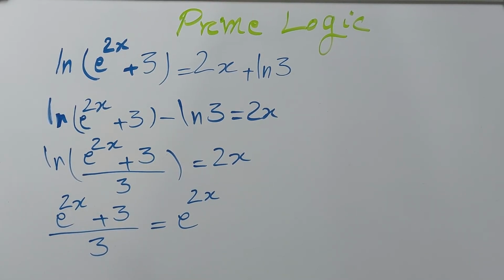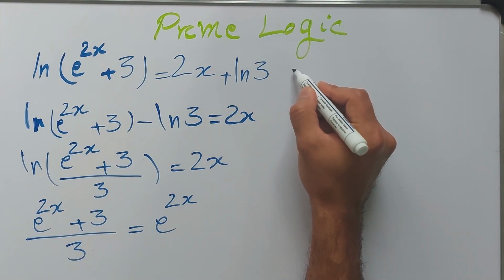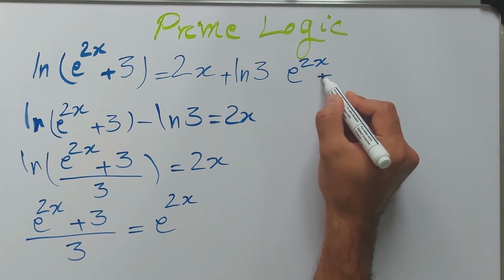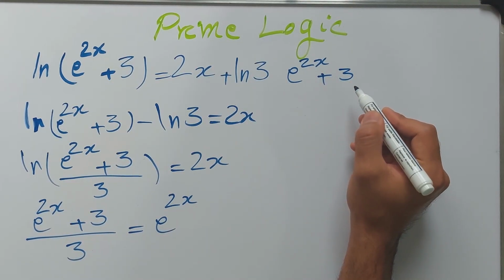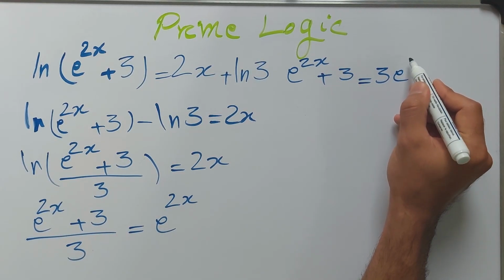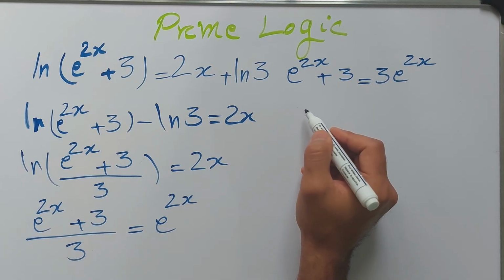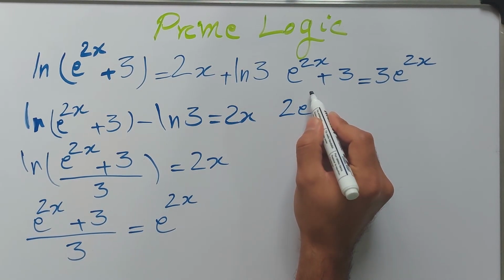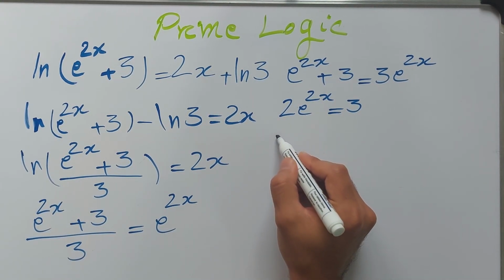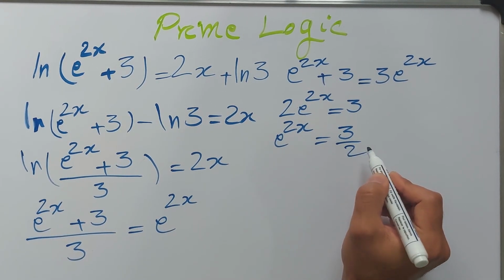Next step is to simplify that a little bit more. So let's cross multiply: e^(2x+3) = 3e^(2x). Now we have similar terms, so let's simplify that further. 2e^(2x) = 3. In other words, e^(2x) = 3/2.